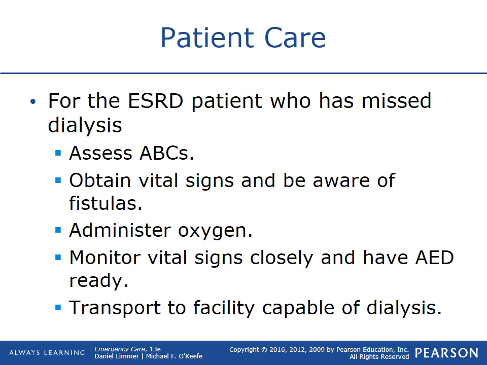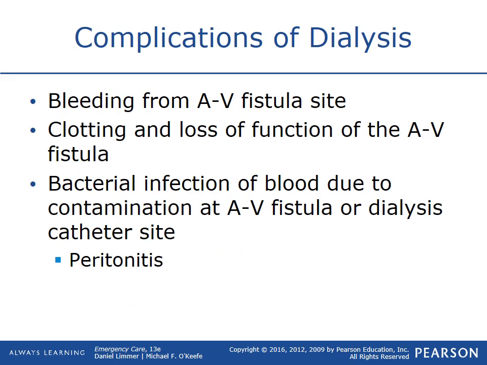What do you do for the end-stage renal disease patient who missed dialysis? Airway, breathing, circulation. Get your vital signs, but not on the arm that has the fistula. Give them oxygen and monitor those vital signs closely and get them to a facility that can do dialysis. You might have a patient that's bleeding from the AV fistula site, so you want to do some direct pressure. Clotting and loss of function of the AV fistula can also happen. There can be bacterial infection of the blood due to contamination of the fistula or the dialysis catheter site, or they could have peritonitis, an infection there.